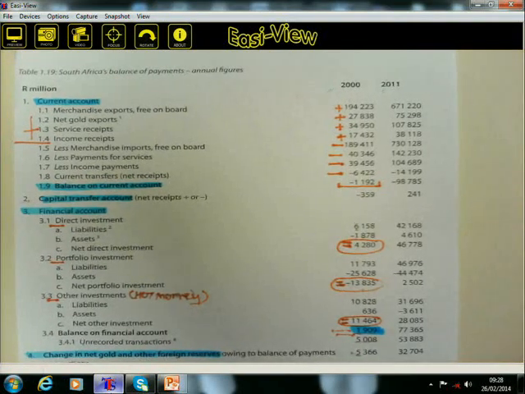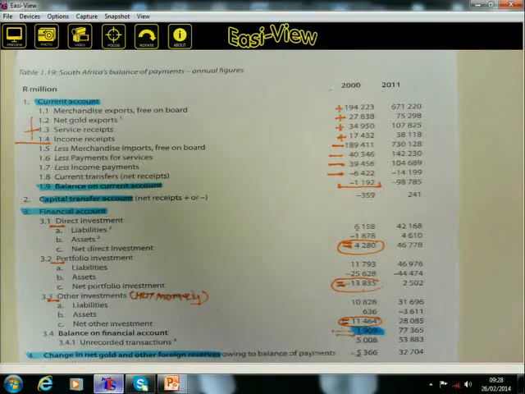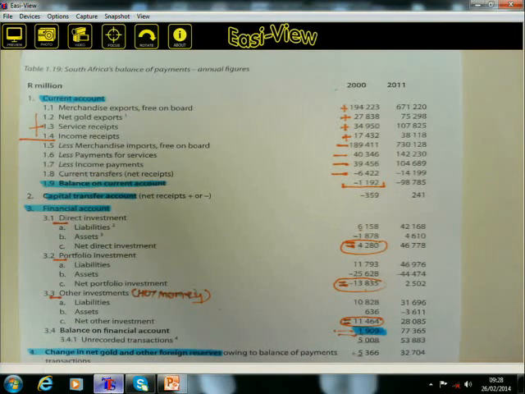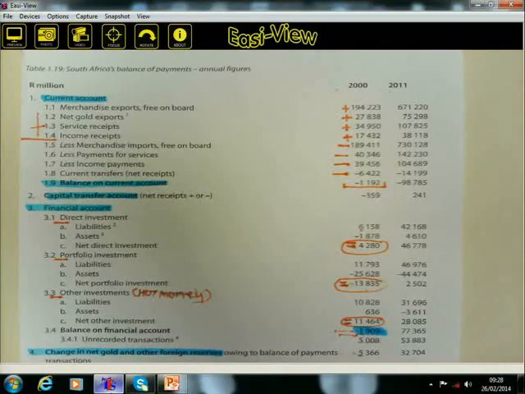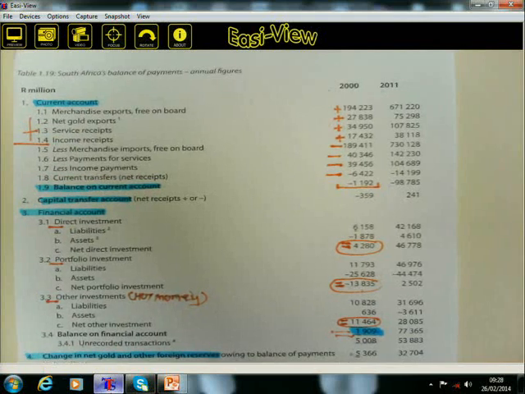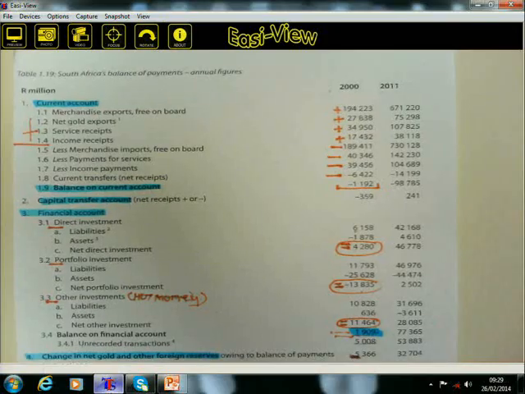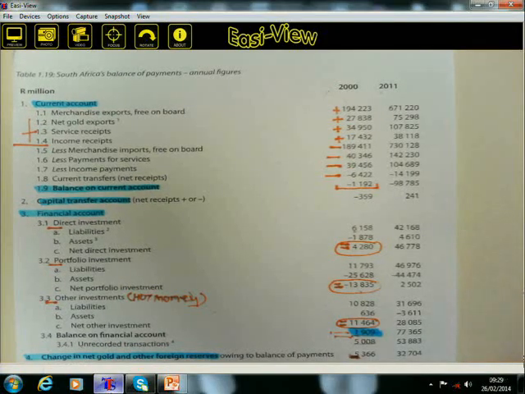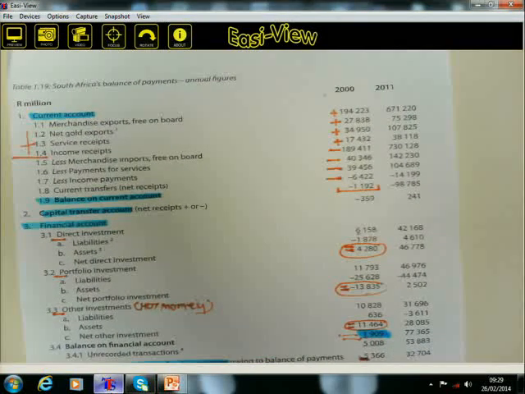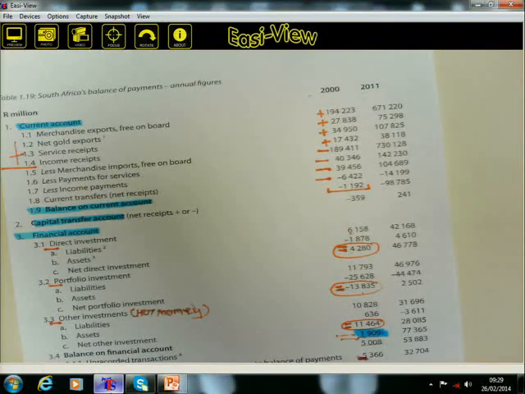Because I'm concentrating on the calculations, how do we add the changes in reserves? It means that the information that we have here, we're going to add this information, meaning we're going to subtract this one. We add this one and subtract this. The answer that you'll get is a change in gross gold and other foreign reserves.